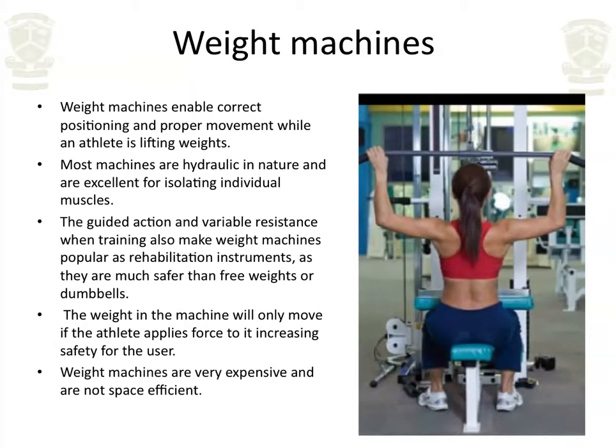However, the only downside of these machines is that they are very, very expensive and they take up a lot of space in a gym. And we have a number of these in our gym up in the Morley Centre.